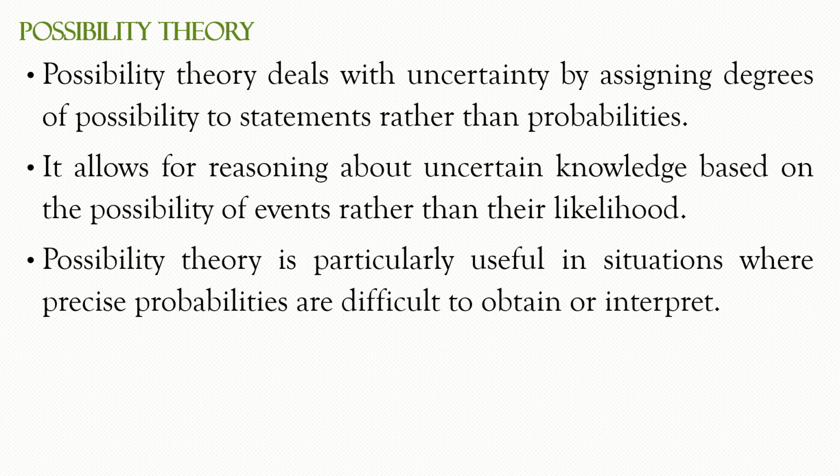So it deals with the uncertainty by assigning degrees of possibility to the statements rather than probabilities. And it allows for reasoning about uncertain knowledge based on the possibility of events rather than their likelihood. So possibility theory is particularly useful in situations where precise probabilities are difficult to obtain or interpret. For an example, take the rolling of dice.